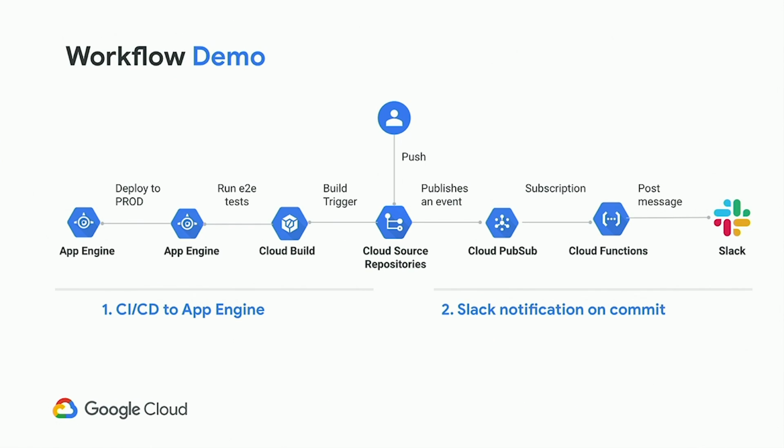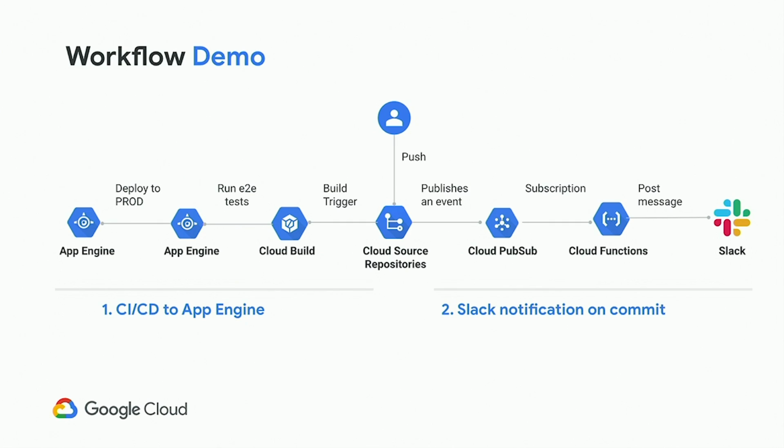Both of these two phases essentially start at the same place, which is developer writing a code and checking it into Cloud Source Repositories. In the first phase, what happens is, as developer writes a code and checks it into Cloud Source Repositories, a build gets triggered because Cloud Build gets a notification through the build trigger which we have set. Once the build gets triggered, Cloud Build essentially deploys the app to the test version of App Engine and runs end-to-end tests. If the tests pass, Cloud Build then deploys the app to the production version of App Engine. That completes the first phase of the continuous integration and continuous delivery process.